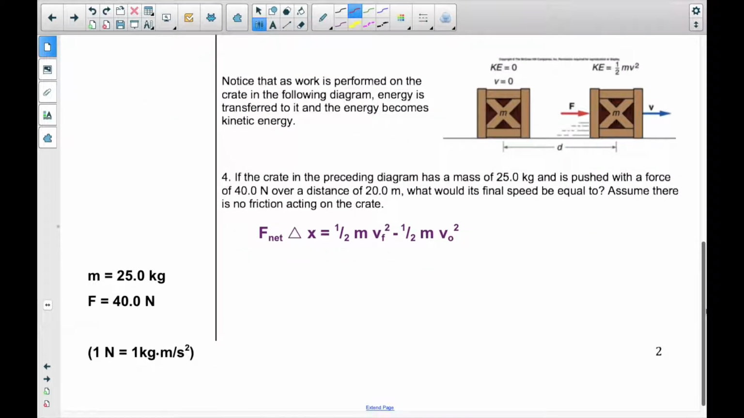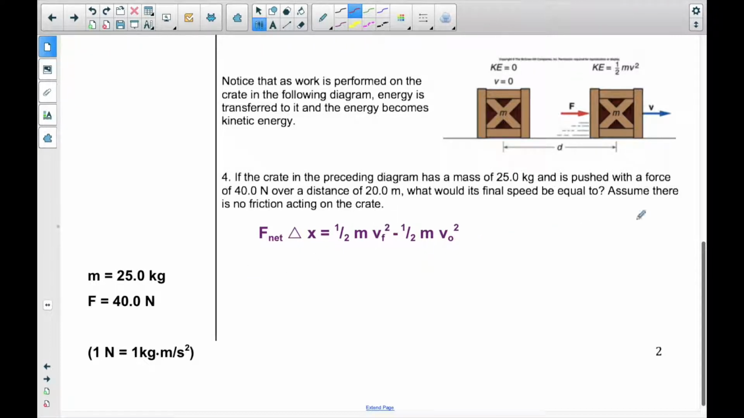Okay, let's look at an example here. It says, notice that as work is performed on the crate in the following diagram, energy is transferred to it and becomes kinetic energy. So in other words, if the box is just sitting there, it doesn't really have any energy. But as you move it, it starts to have velocity. And the equation says if you have velocity, you have energy. So just sitting there does not have much energy. You start moving it, it has more energy.